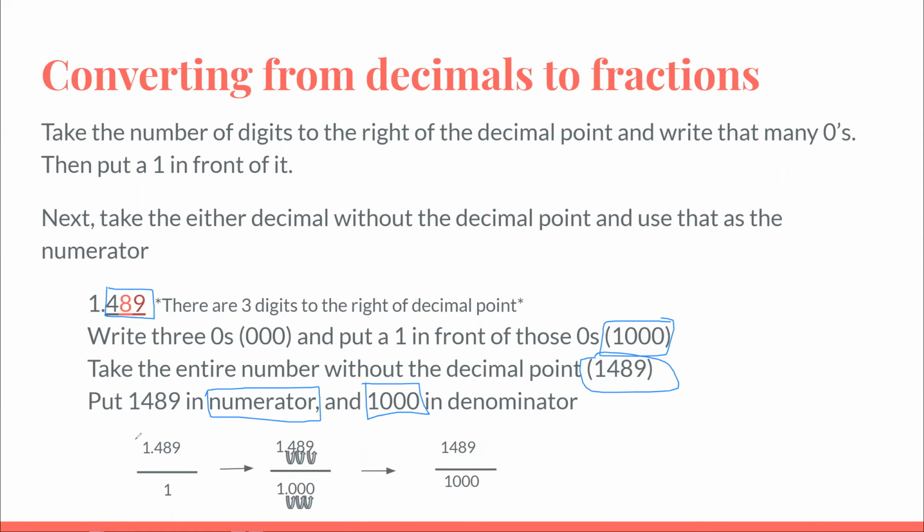So as you can see here, 1.489 by itself is the same as saying 1.489 upon 1. So that would then be converted by going 3 times over with the decimal point here, but then you have to do the same thing down here, 3 times down there.